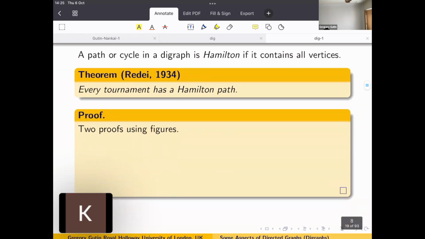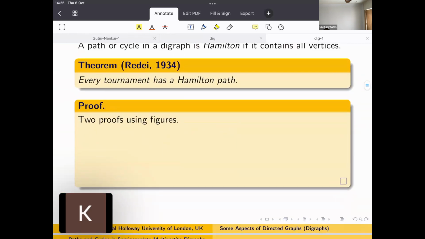Now, what is a proof? I will use just figures. I will try not to go through written proofs. It's boring, it's tedious, and it's hard sometimes to follow. So I will try to draw pictures. That's why graphs are so popular, that you can draw them, so you can see the arguments much easier than if you write them in words or formulas.